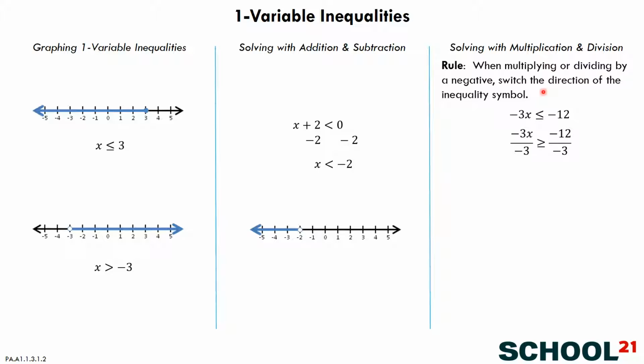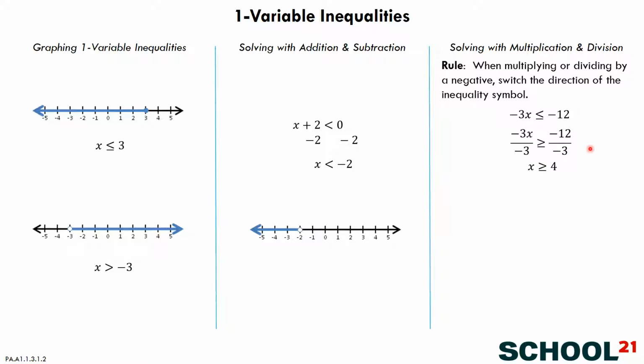So we could write it like this. -3x divided by -3. And then -12 also divided by -3. But look at what changed here. This was a less than or equal to, and now because we're dividing by a -3, we have to make it a greater than or equal to. Right. Okay? So then what remains on the left-hand side? X. Just x, because -3 divided by -3 is 1, so that's 1x, so we just write x.